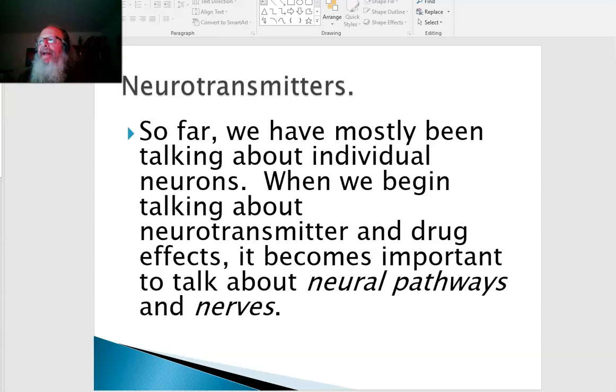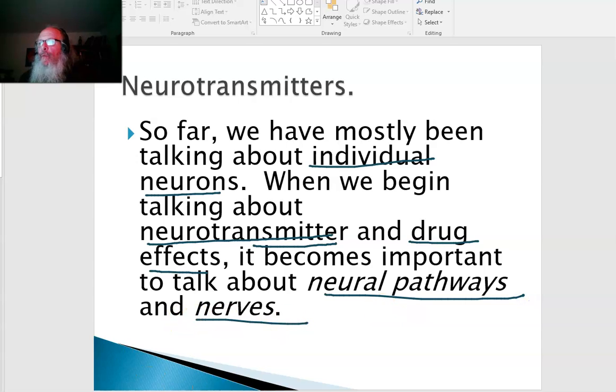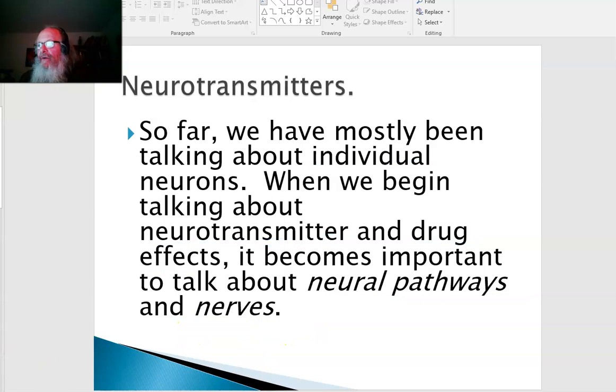Up to this point, we've mostly been talking about individual neurons and the action potential going down individual neurons. But when we're talking about the particular things that individual neurotransmitters do and the drug effects that we see when the drug chemical key fits into the receptor site for the neurotransmitter chemical key, it becomes important to talk about neural pathways and nerves. We've been talking about nerves before.